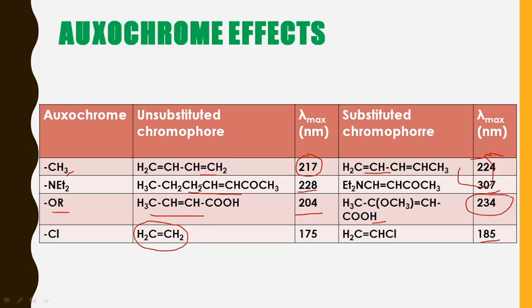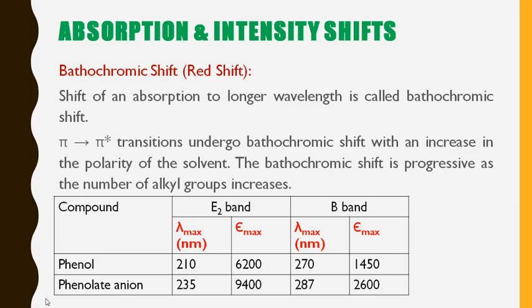And here also, 228 to 307, so an increase in the absorption, or shift towards the longer region, and here also a shift towards a longer region. That means all the conversions are bathochromic shifts. Generally, pi to pi star transitions undergo bathochromic shift with an increase in the polarity of the solvent.